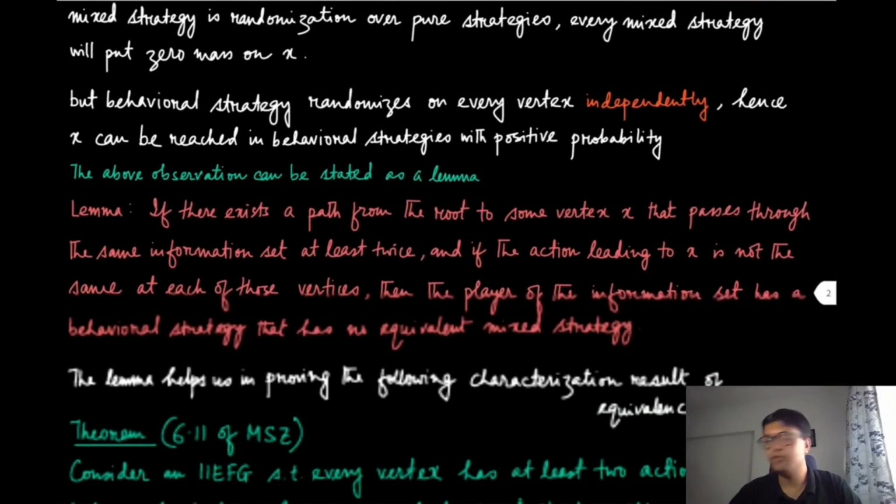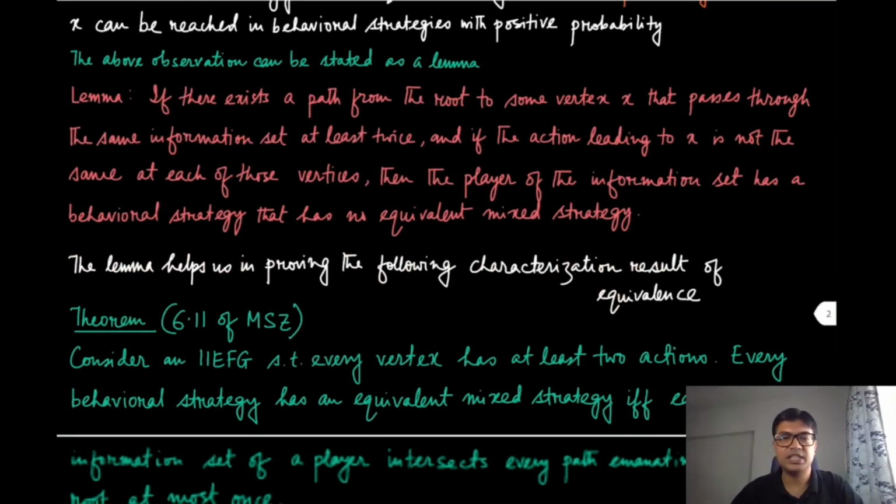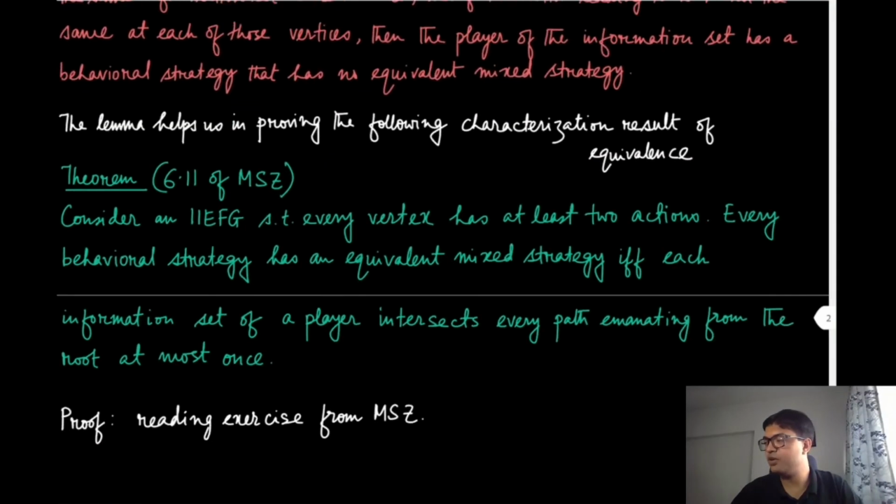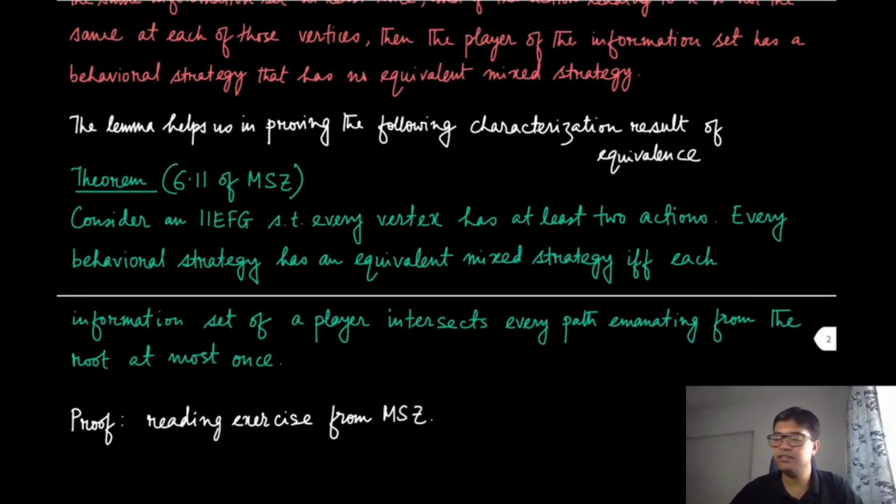So you can formally state it in the form of a lemma. If there exists a path from the root to some vertex x that passes through the same information set at least twice, and if the action leading to x is not the same at each of those vertices, then the player of the information set has a behavioral strategy that has no equivalent mixed strategy. So the lemma helps us in proving the following characterization result of equivalence, and I'm not going to prove this here. You can read it.